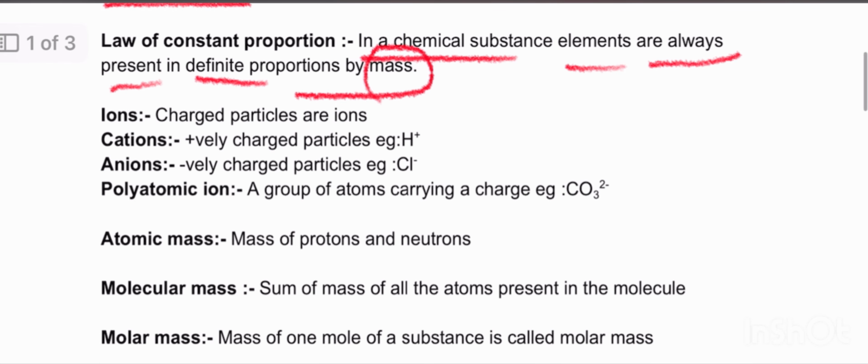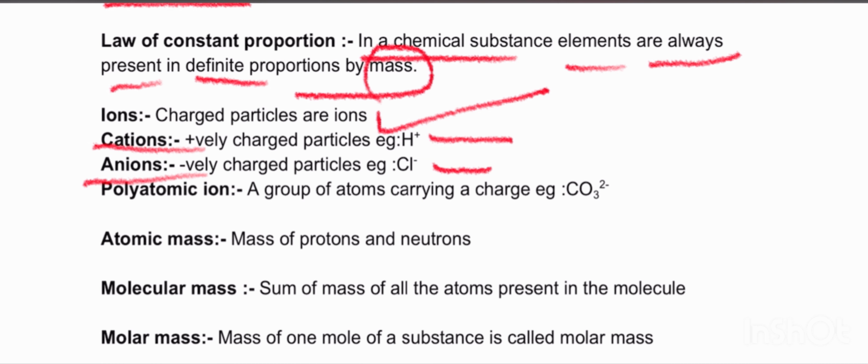Next, what are ions? Ions are charged particles. Very simple. It can be either a positive charge or a negative charge. Positively charged ions are called cations. Negatively charged ions are called anions. Example I've given: H plus and Cl minus. Cl minus is negative and H plus is positive.